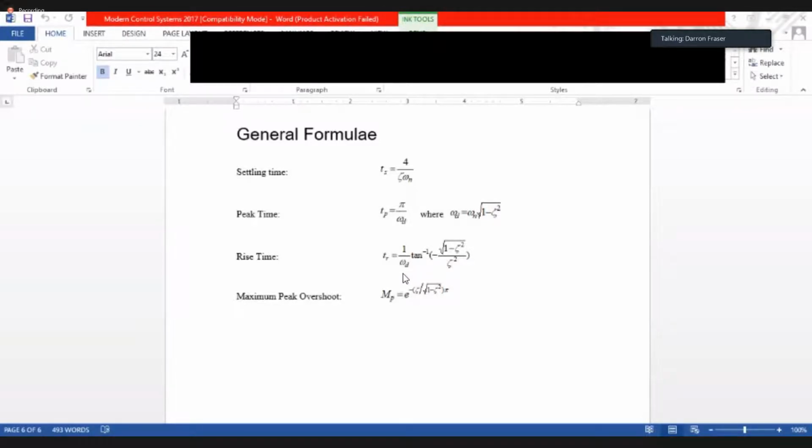1 over omega d tan inverse of minus the square root of 1 minus the damping ratio squared, over the damping ratio squared. So this is the formula for rise time.